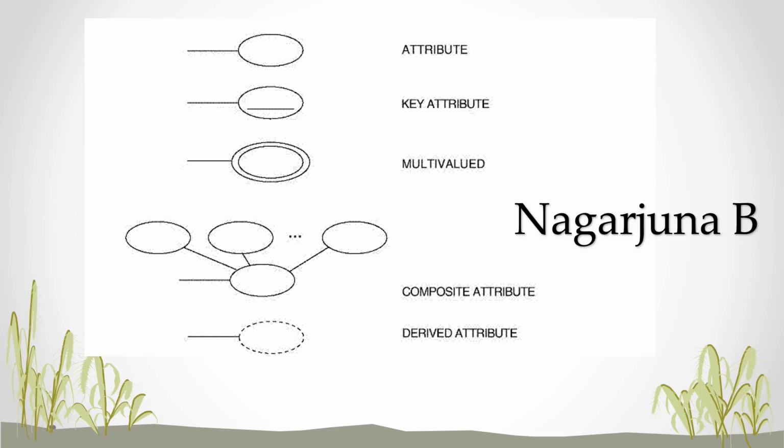And the next one we use for a composite attribute, and the next one we use for a derived attribute. Composite attribute in the sense an attribute will consist of other attributes. Derived attribute in the sense an attribute which has been derived from another attribute. In those cases we will be using these symbols.